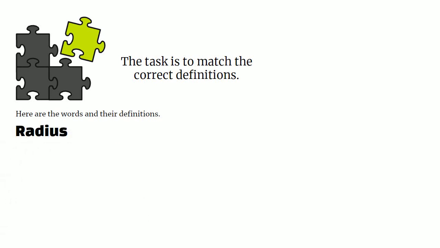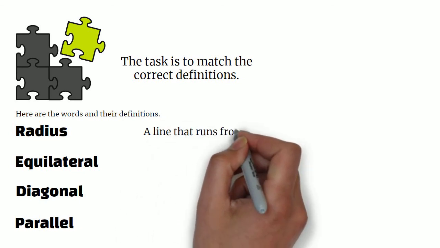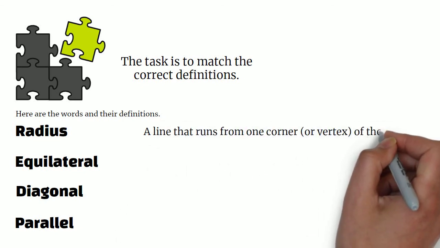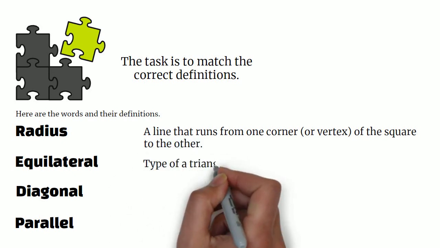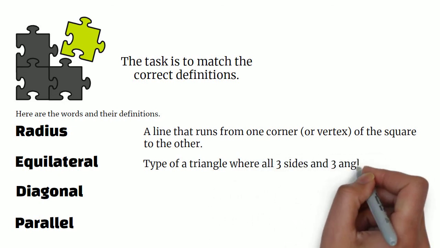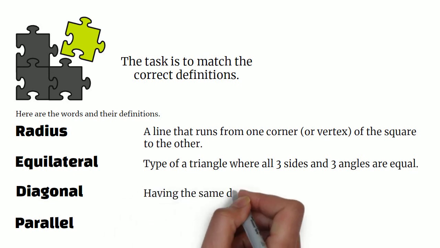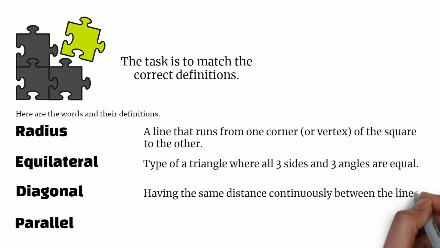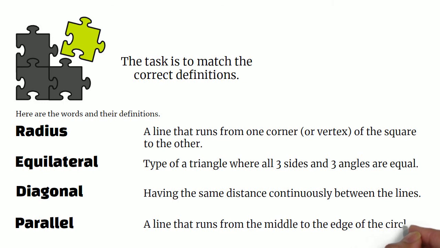Radius, equilateral, diagonal, parallel. And the answers you can choose from are: line that runs from one corner or vertex of the square to the other, type of a triangle where all three sides and three angles are equal, having the same distance continuously between the lines, a line that runs from the middle to the edge of the circle.